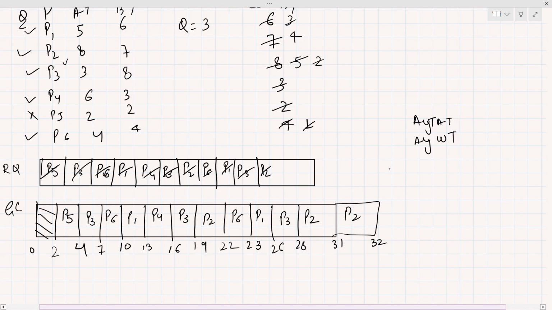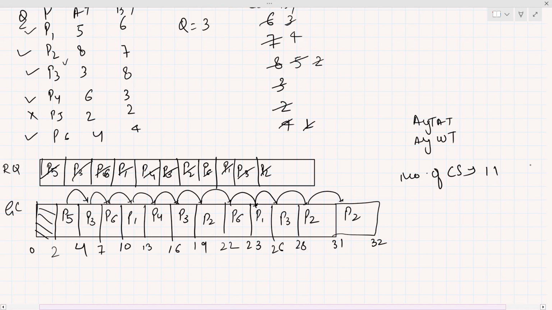So if a question asks the number of context switching, how many context switching is there from P2, P5 to P3? 1, 2, 3, 4, 5, 6, 7, 8, 9, 10, 11. Number of context switching is 11. So 11 context switching is there. Okay, so this is how you have to solve this question.